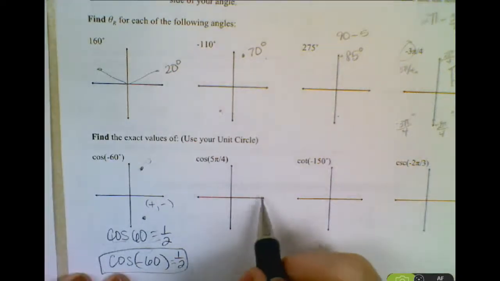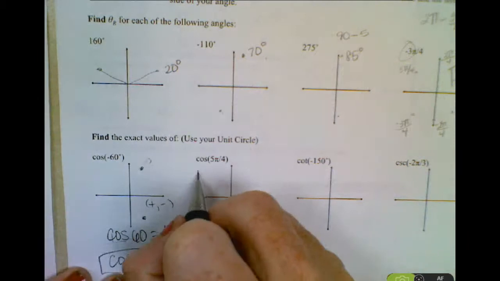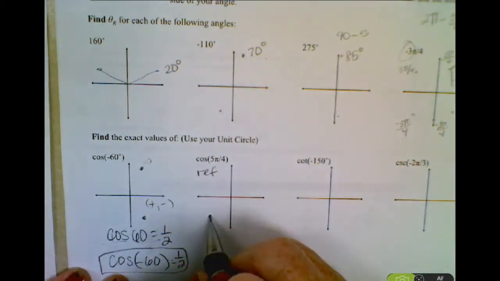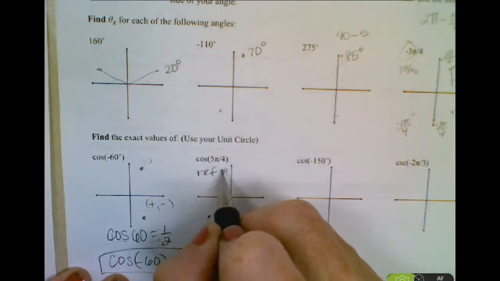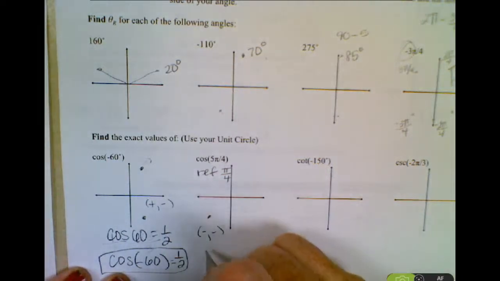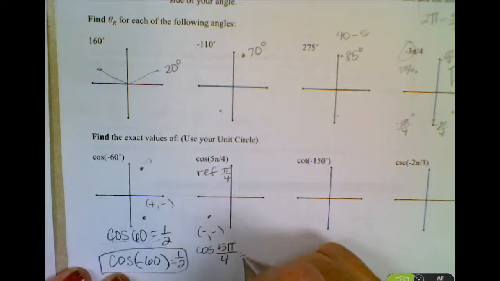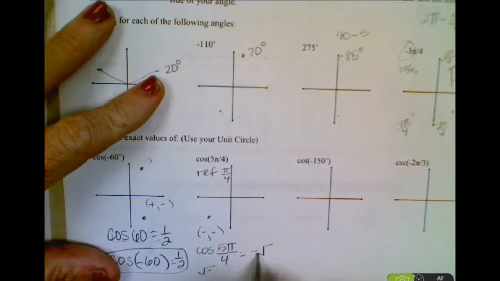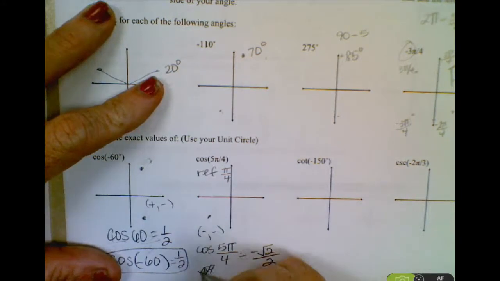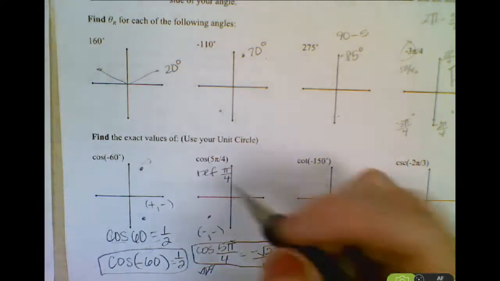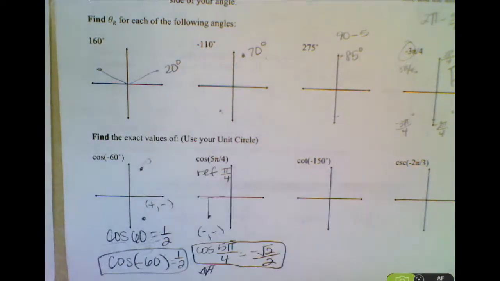Okay, cosine of 5 pi over 4 has a reference angle. So 5 pi over 4 is all the way here plus a pi over 4, right? So it's got a reference angle of pi over 4. The only thing that changes now is this is negative, negative. So cosine of 5 pi over 4 is going to be negative square root of 2 over 2. The amount you're going over on the x-axis to get down to that point. Okay?